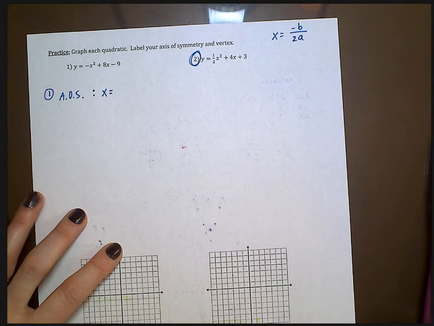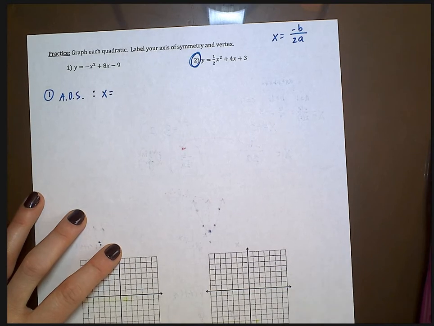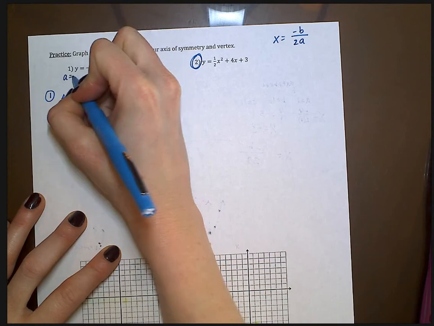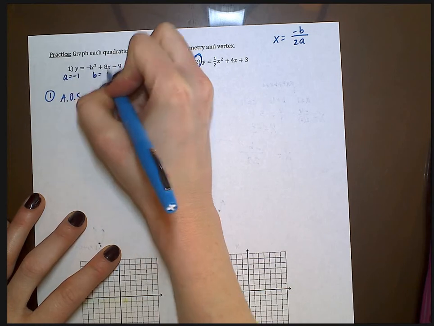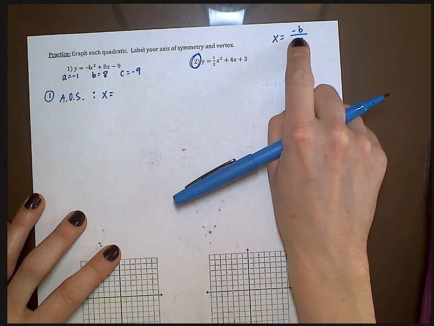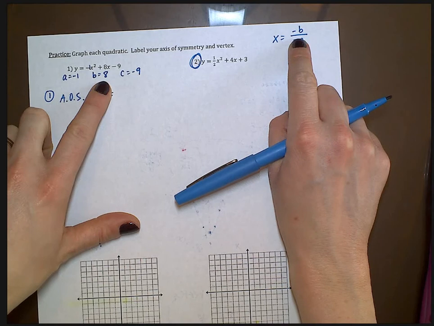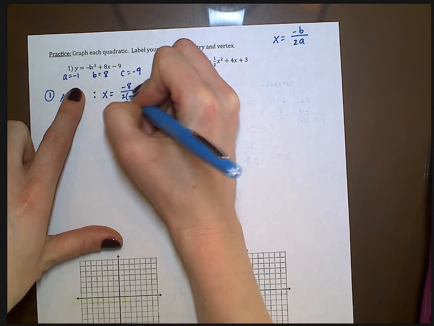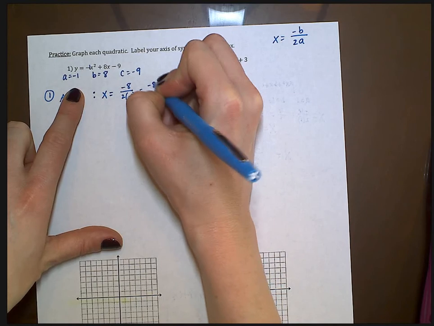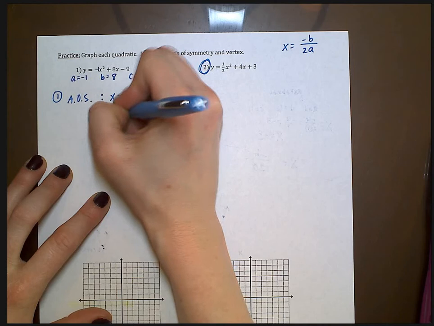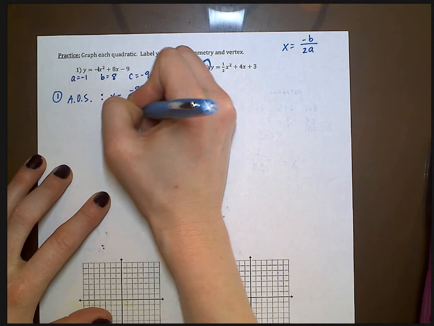Maybe if you want to go in and say a, b, and c first, that couldn't hurt. So a is what sits in front of x squared. It's -1 here. B sits in front of x. C is the constant. Okay, so the opposite of b. B is +8, so I want -8 over 2 times a, which is -1. That would be 4. Okay, so the axis of symmetry is x equals +4.